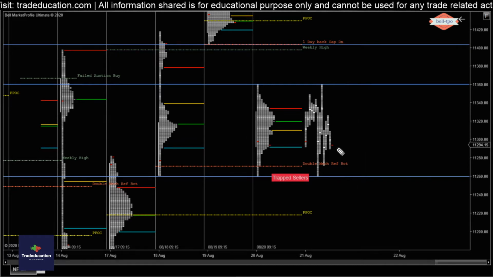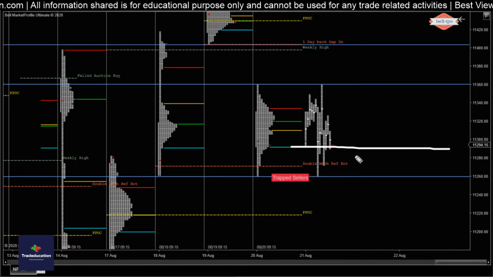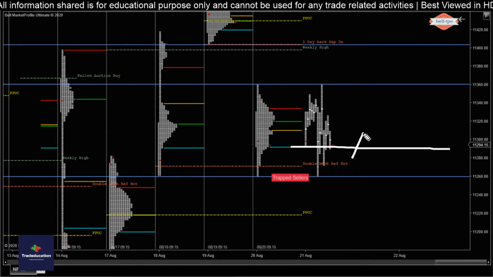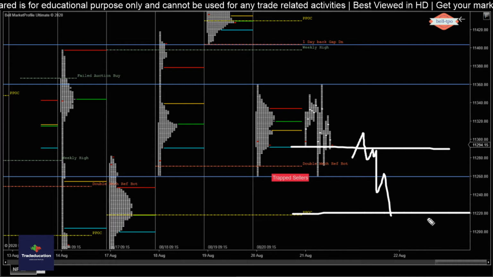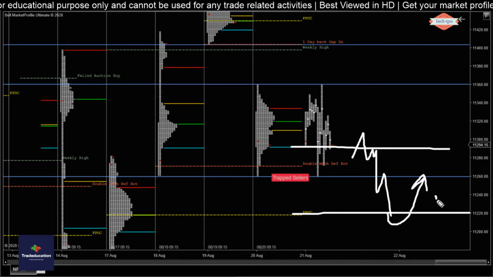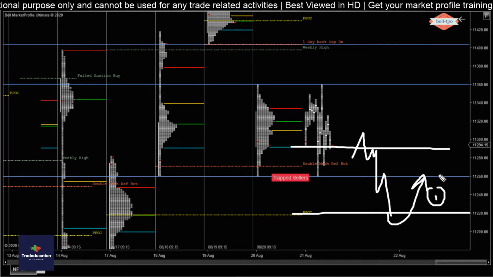Now what I'm expecting is, if the auction opens within yesterday's range, let's say around this level, we might see some sort of rejection. Tag the low, and around the PPOC level is where a sort of reversal can be seen. So this is the first auction development path.